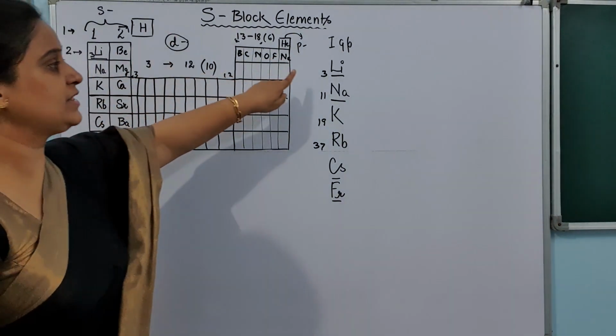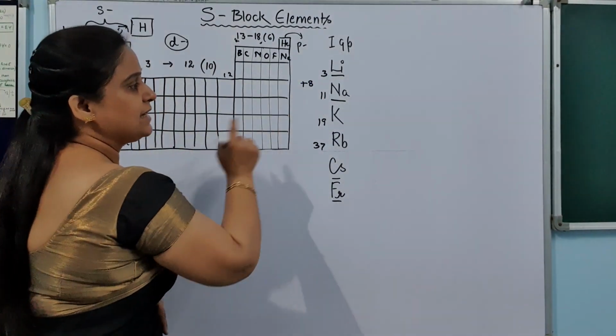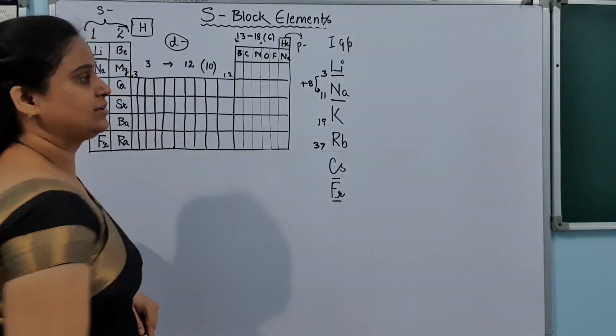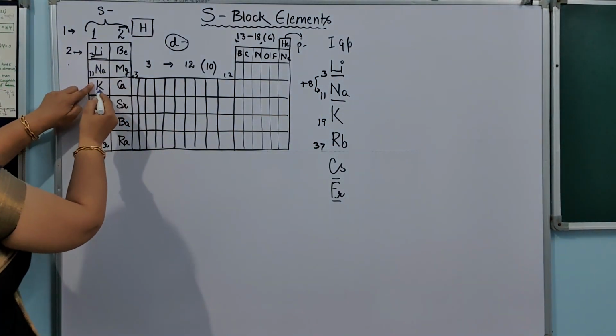So what is the difference between lithium and sodium? The atomic number of lithium plus 8 will make the atomic number of sodium. Let's move to the next. After sodium, we have to move to potassium.